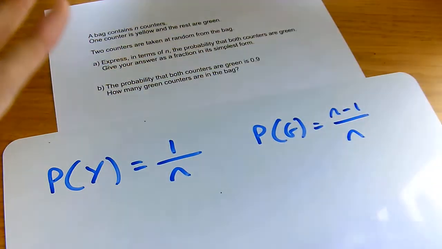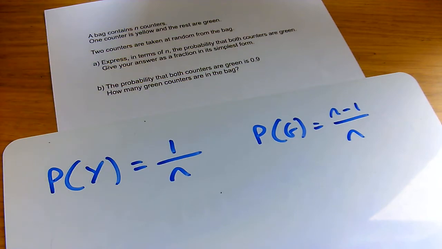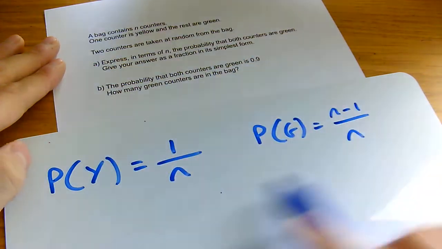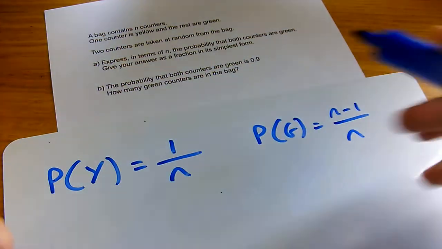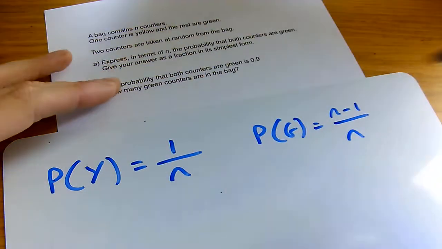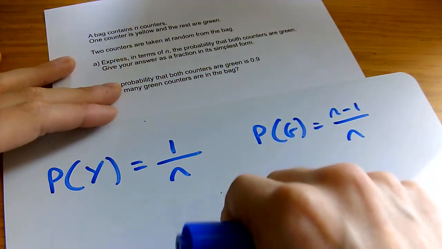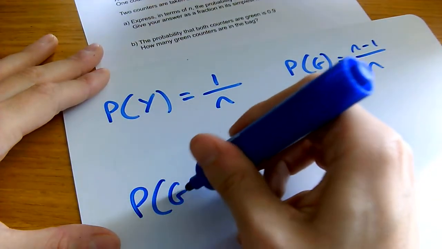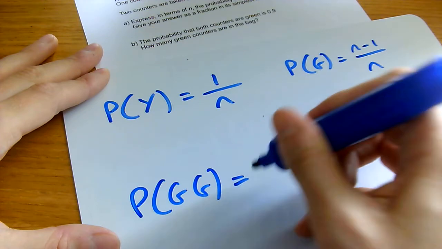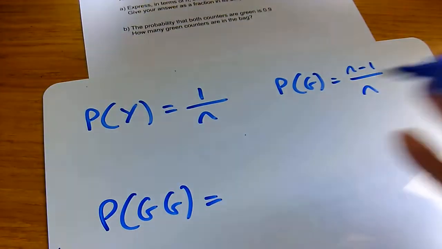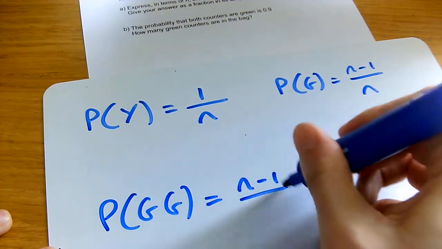So once you've got these, you just do the same thing that you would do if you had normal fractions. So it says express in terms of n, so we're going to be keeping this n, there's not going to be an actual answer here. The probability that both counters are green, right? So that means green and green. So I'll write that out as GG. And the probability to get a green, well, we've got that already, so that's going to be that.